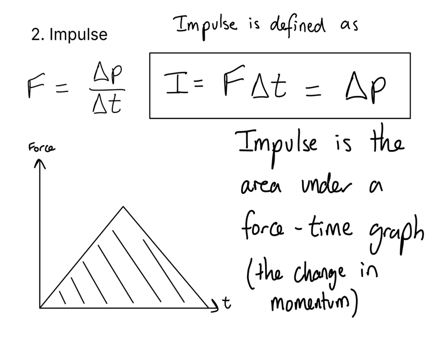Rearrange that equation and you get impulse. Force multiplied by the time it acts for equals the change in momentum. That product, F delta t, is what we call the impulse.